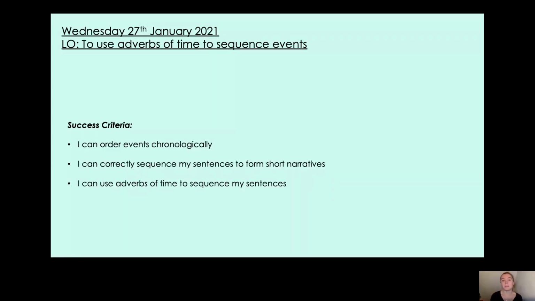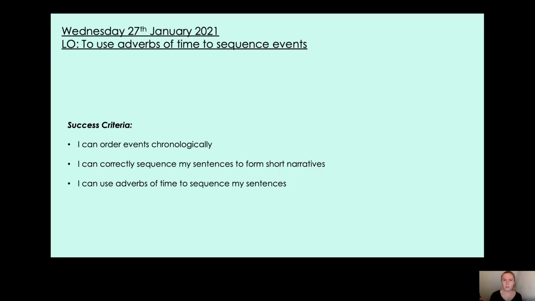Now, today we're going to be looking at adverbs of time. Now, we looked at adverbs of place and adverbs of manner when we looked at the bubble story. Remember, adverbs of place answered the question of where, and adverbs of manner answered the question of how.